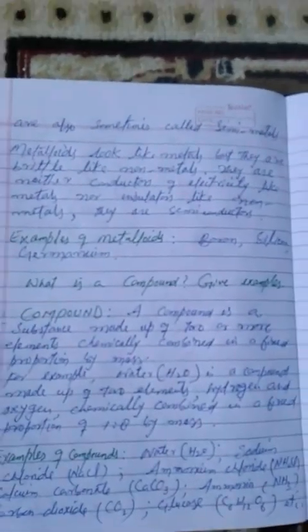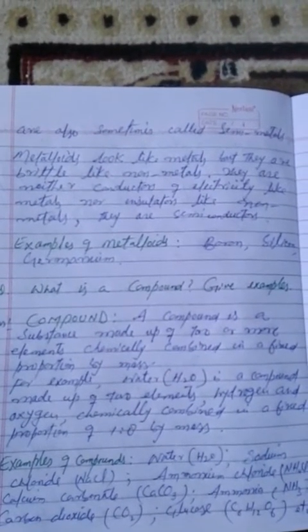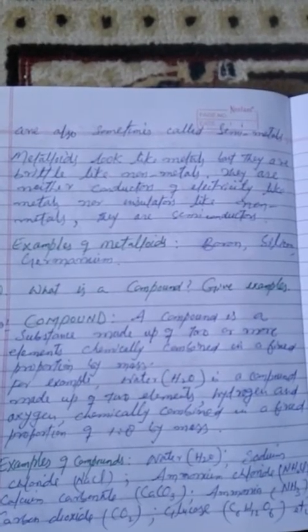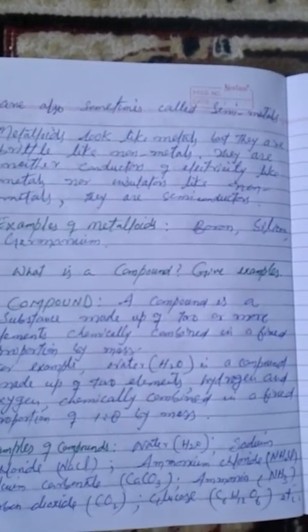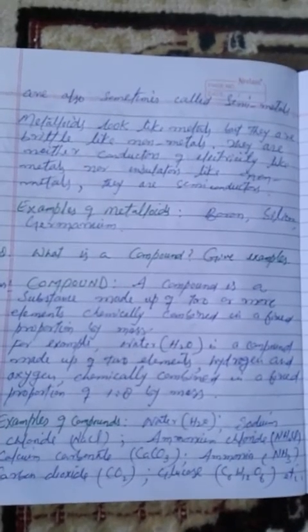If we take the examples of metalloids, boron, silicon and germanium, they are metalloids. So these metalloids, they show some properties of metals and some properties of non-metals. So these are called metalloids.